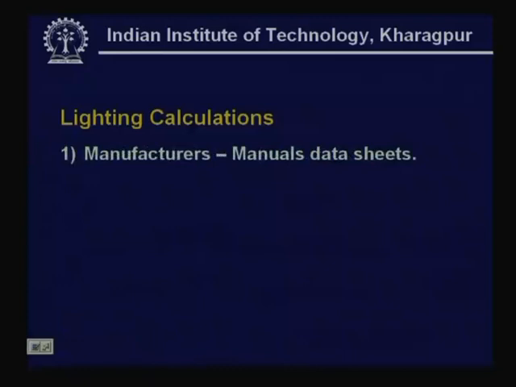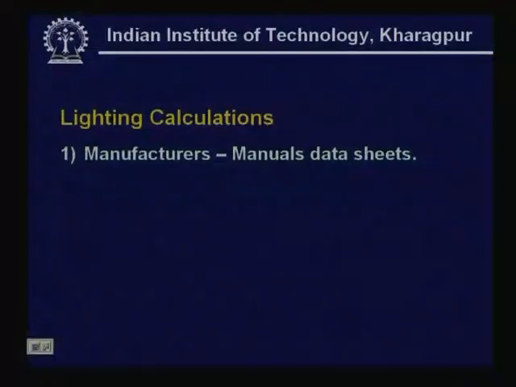So, the lighting calculations, the way to do is one has to see, first thing one does is takes the manufacturer's manuals and data sheets, because there are several manufacturers available. We know the recommended levels as per the CIE.